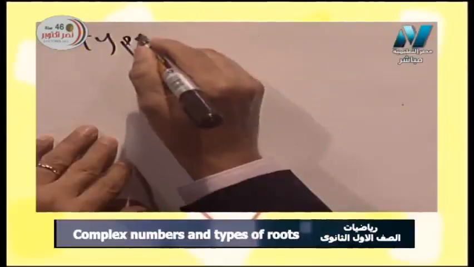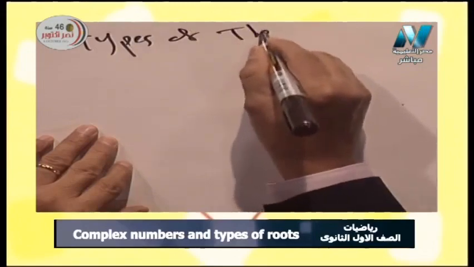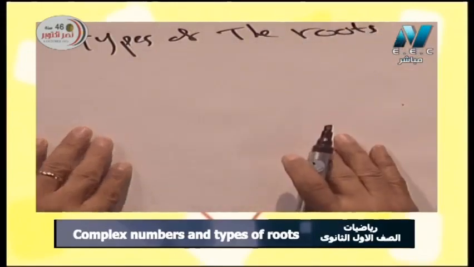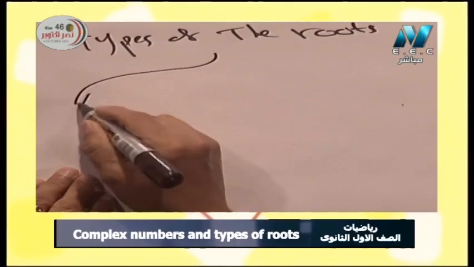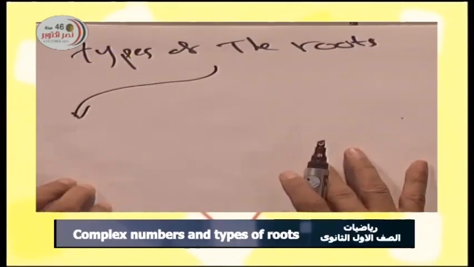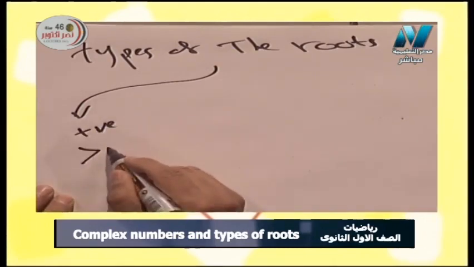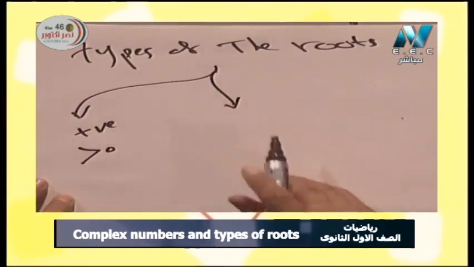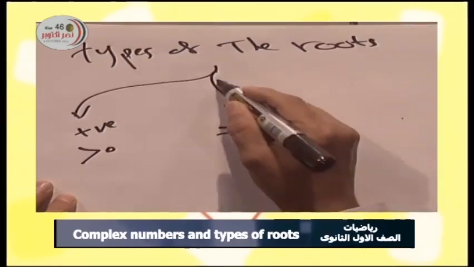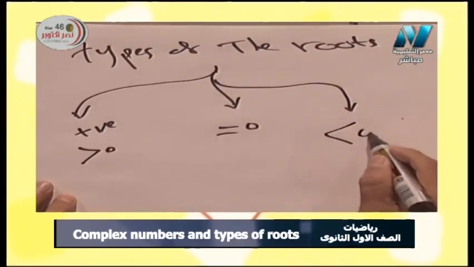Hello, my dear students. We are going to study a new lesson, which is the third lesson in algebra, determining the types of the roots. We have 3 types of the roots. The first type will be positive, which is greater than 0. The second type equals 0, and the third type is less than 0, or negative.